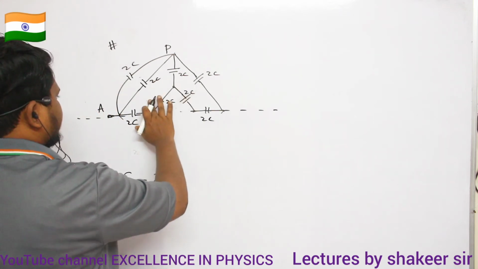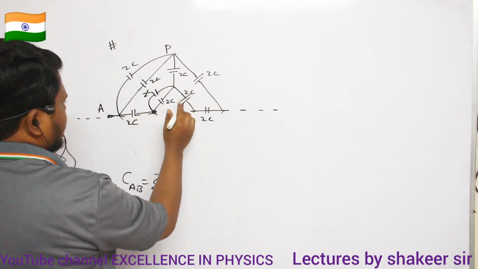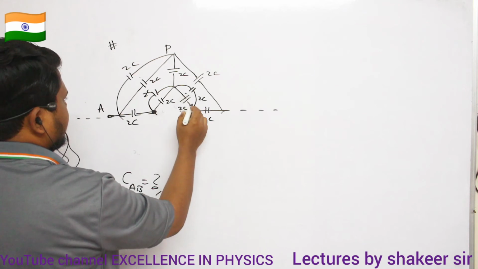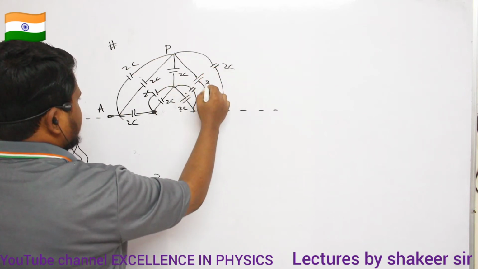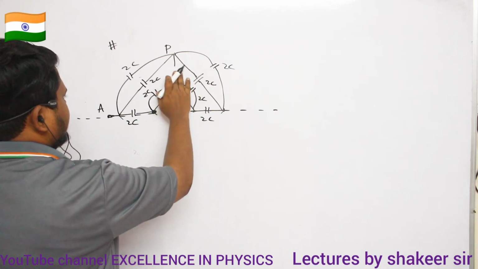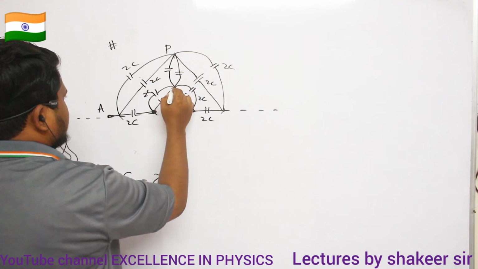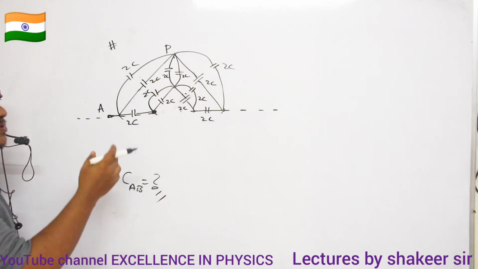Next, here there will be one more capacitor which is equal to 2C, and here there will be one more capacitor which will be equal to 2C. Clear, no? And here we will have one more capacitor which is equal to 2C. Clear? And here there will be one more capacitor. So this is the arrangement. So 2C and 2C. Clear, no? So I got a circuit up to here.